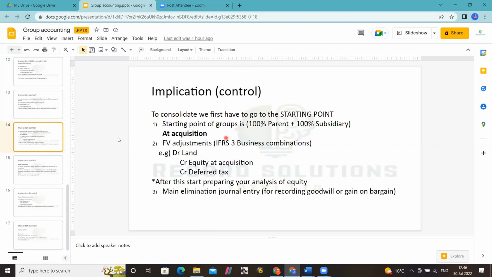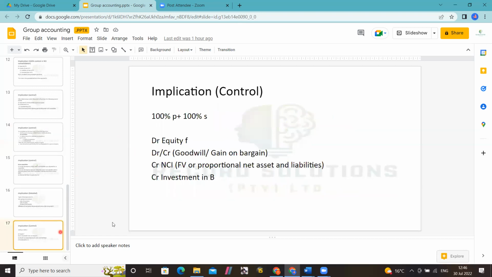Do you see what this means? If you forgot about these fair value adjustments, you would have forgotten about this equity at acquisition, and that means this journal entry is going to be wrong, because it doesn't have the equity at acquisition where you eliminate it. So you have to record it and then eliminate it. That's the first thing you do, the equity.